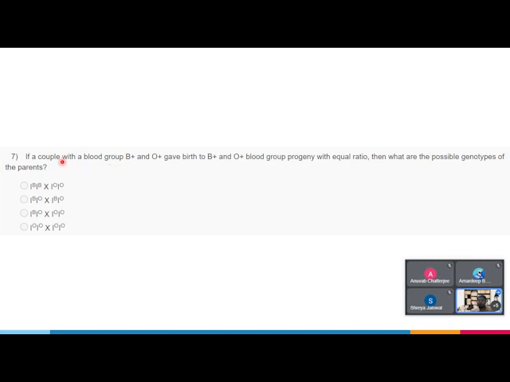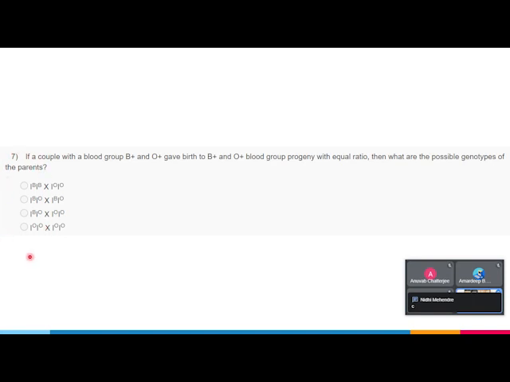So we have the next question on blood groups again. If a couple with blood group B positive and O positive give birth to B positive and O positive progeny in equal ratio, so in the parental generation we have B positive and O positive, and in the progeny also we have an equal ratio of B positive and O positive children, then what are the possible genotypes of the parents? The options are IB-IB, IO-IO, IB-IO, IB-IO, and similarly other combinations. Which of the following is the correct one?